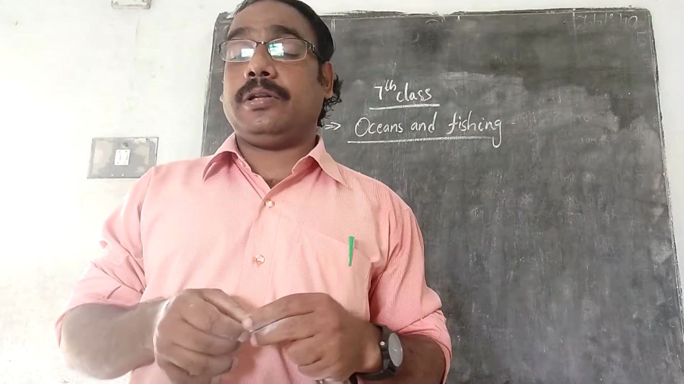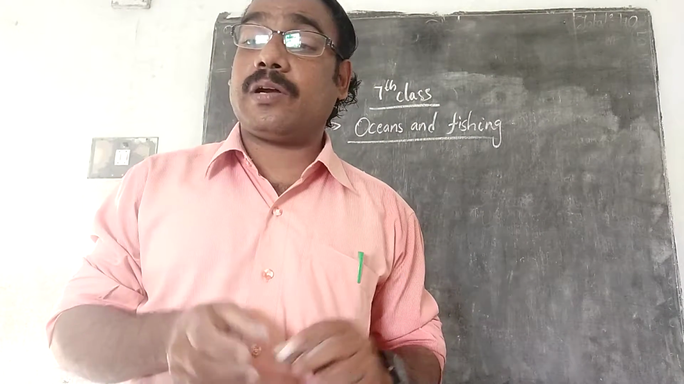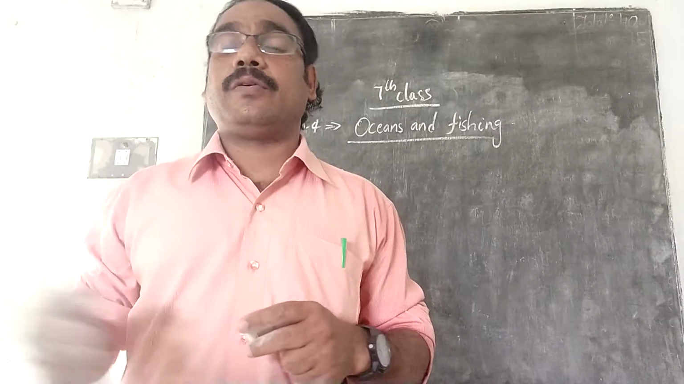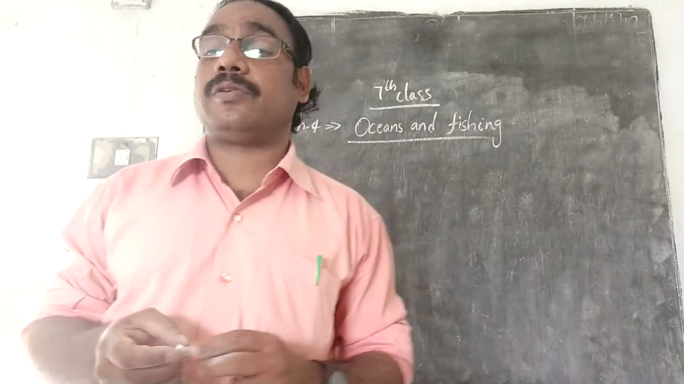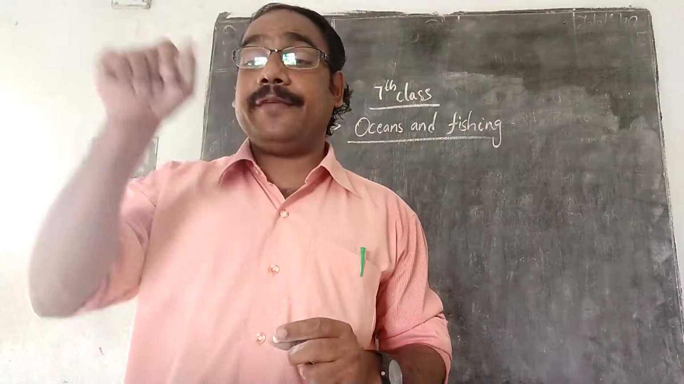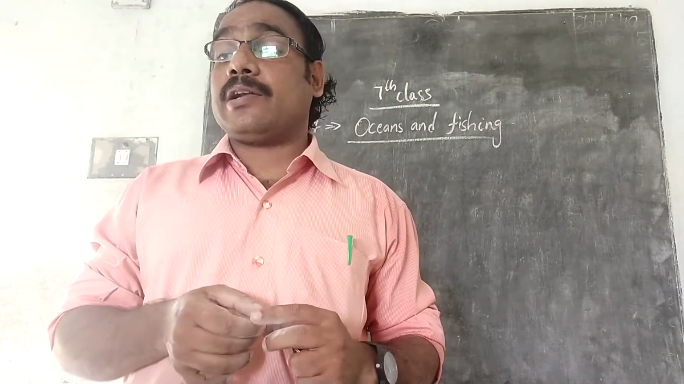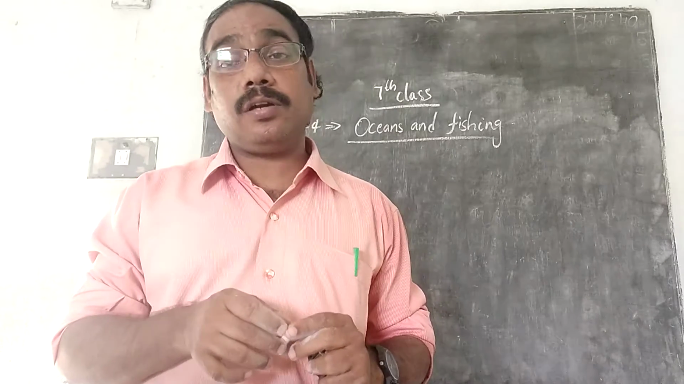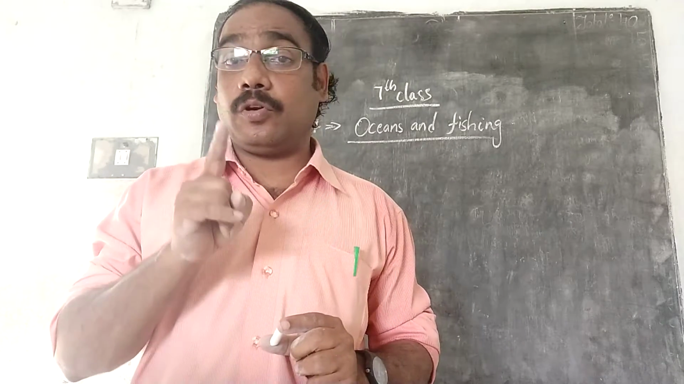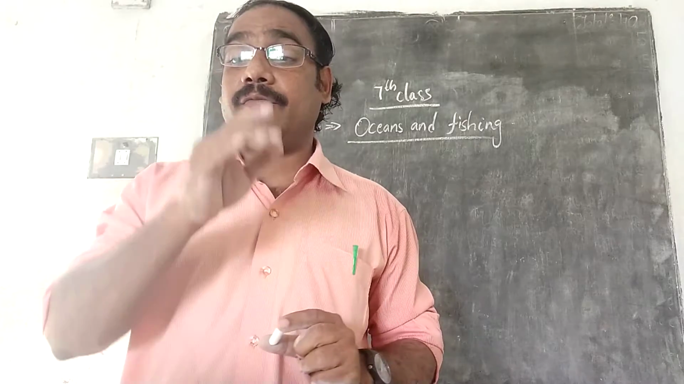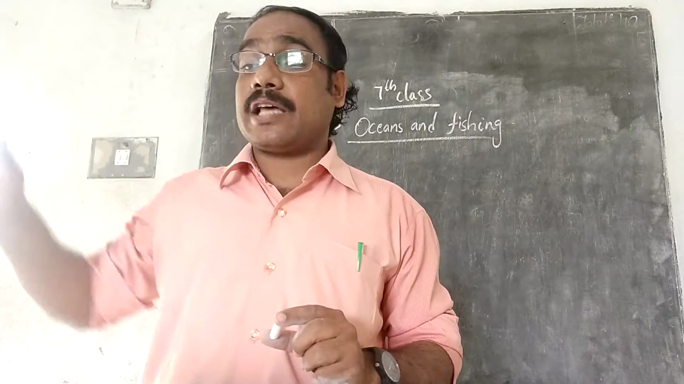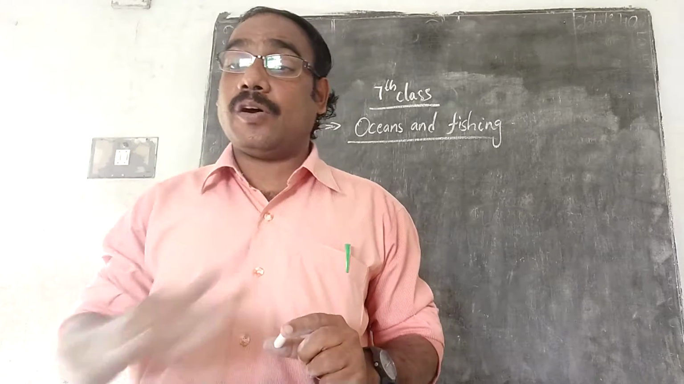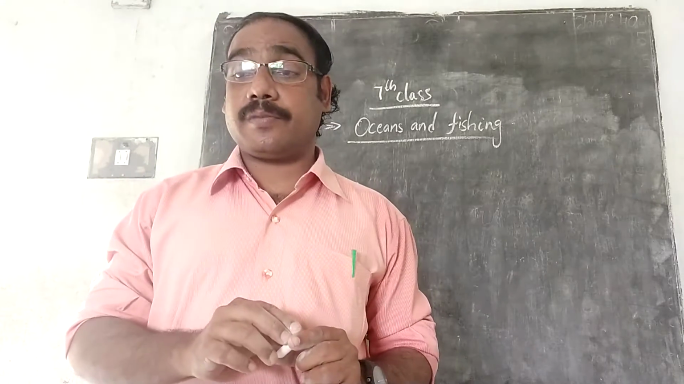Salinity, I already told you the definition of salinity. Containing salt or salts. The ocean water contains salt, so it is known as salinity. Waves: when the water on the surface of the ocean rises and falls, they are called waves. I told you waves and tides are different. Waves means water on the surface of the ocean rises and falls. It is known as waves.